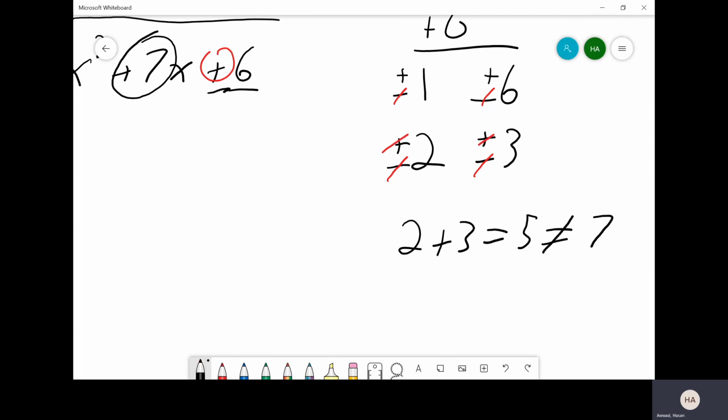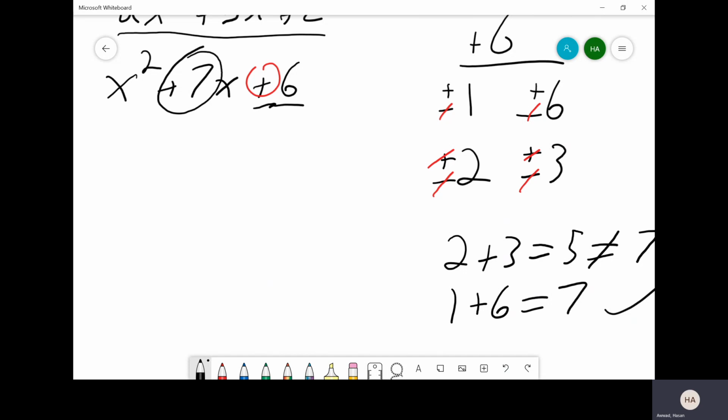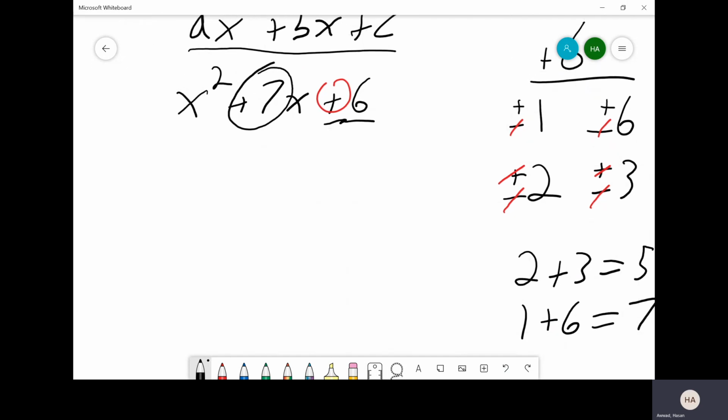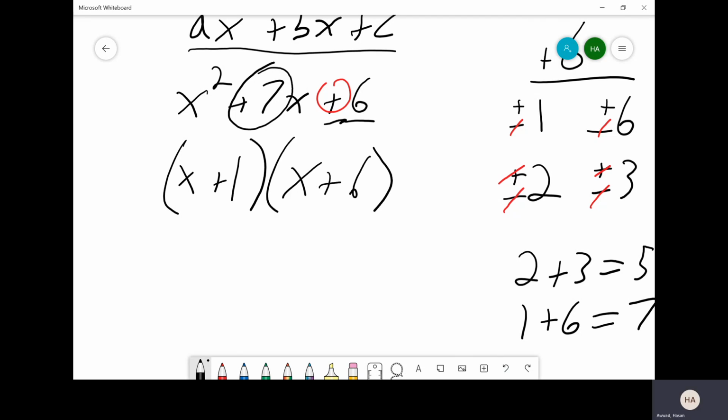And now we just look and see, okay, well, 1 plus 6 does equal 7. And that's what we want, right? That's exactly what we're looking for. So now that we have the positive 1 and the positive 6, we can then just say, okay, well, this is going to be x plus 1 times x plus 6. And that's it. Now it's factored.